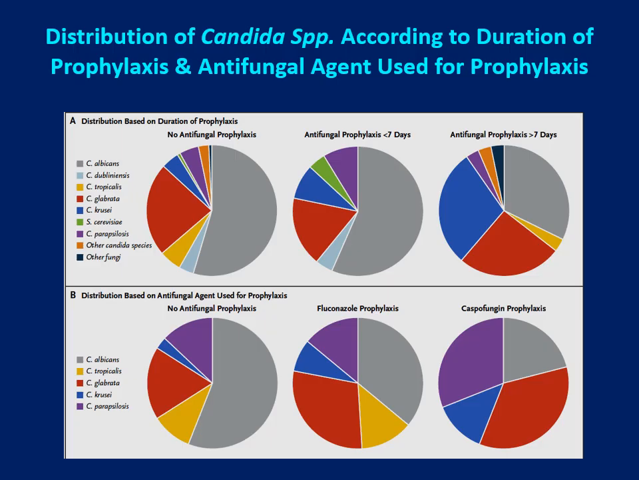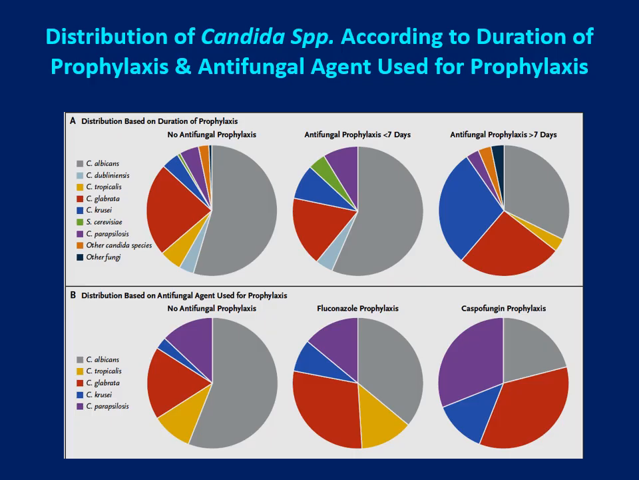How is the distribution of Candida species affected by the use of antifungal agents, mainly in prophylaxis and the duration of prophylaxis? If you follow with me here, you will find that if there is no antifungal prophylaxis, then the most important Candida encountered will always be albicans. If you use antifungal prophylaxis for a brief period of time, it remains albicans. If you use it for a prolonged period of time, you will find that albicans will lose its significance, and we are encountering more and more non-albicans.